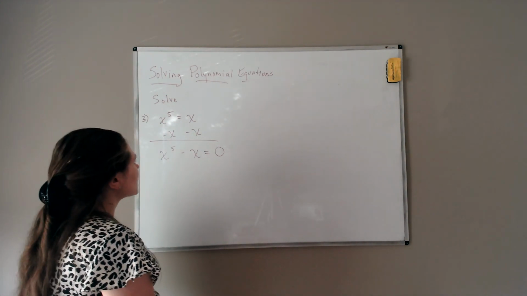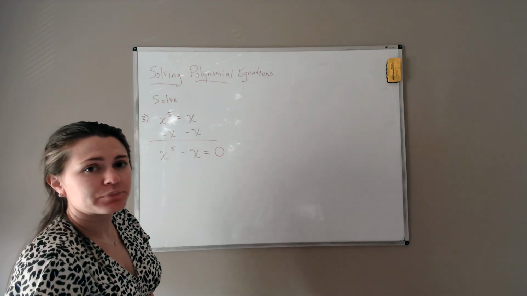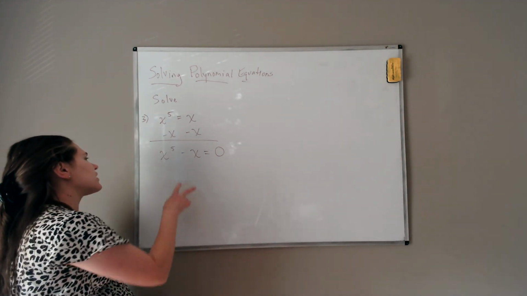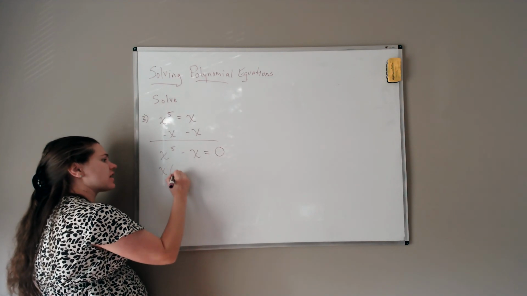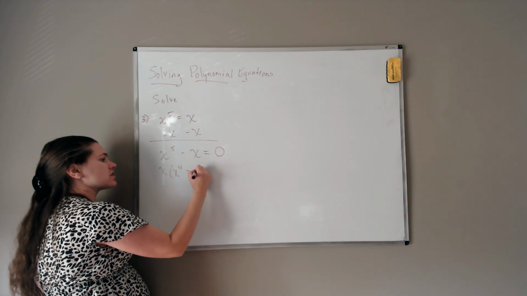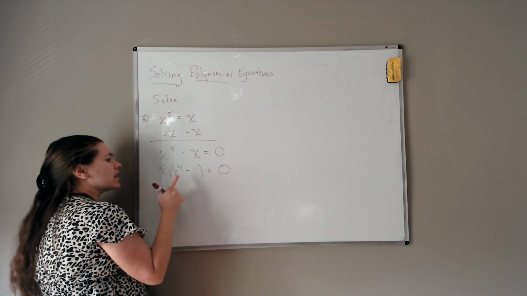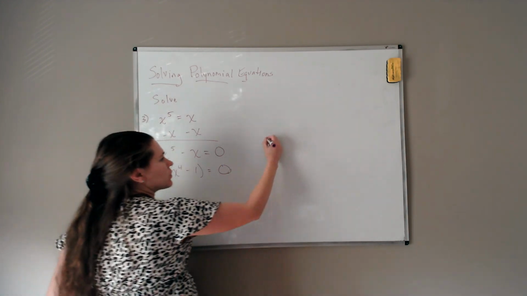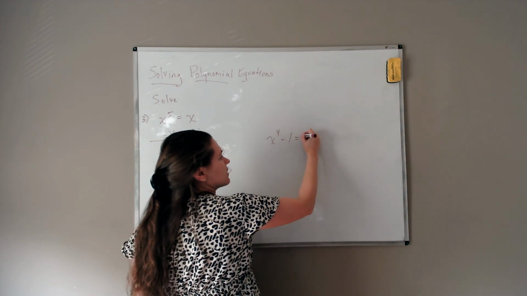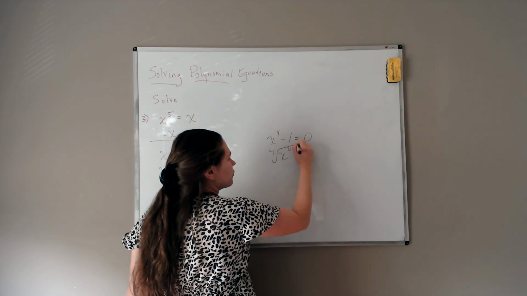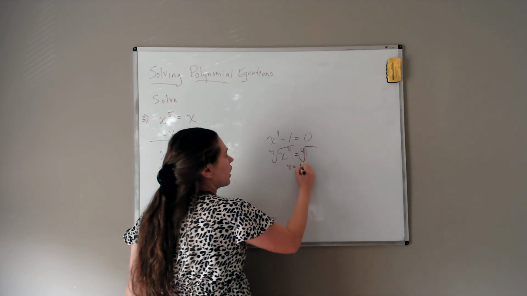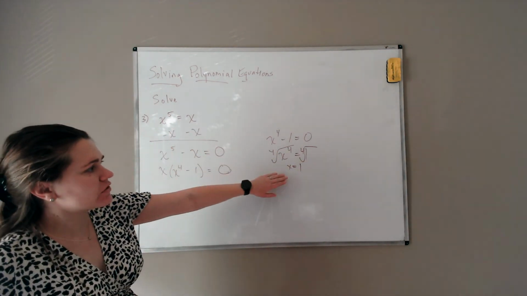x to the fifth minus x. First, check to see, okay? Is there a greatest common factor? Yes, the greatest common factor here is x. So this is x times x to the fourth minus 1 equals 0. Now, oh, x to the fourth minus 1 equals 0. People like to say this. Ready? Well, I'm going to take x to the fourth, I'm going to add 1 to both sides, I'm going to take the fourth root, and I'm going to get x equals 1. Because 1 to the fourth minus 1 is 0.